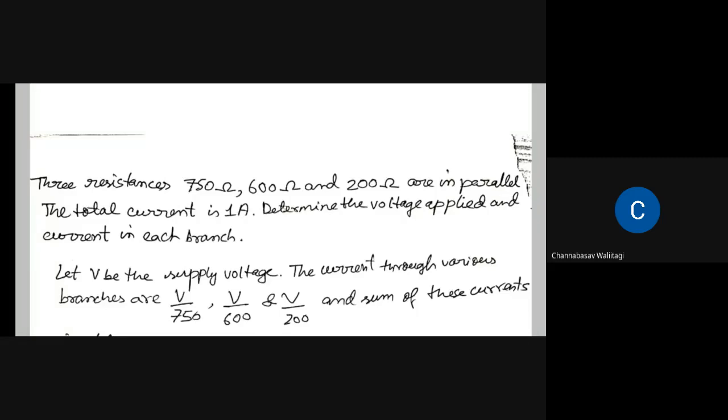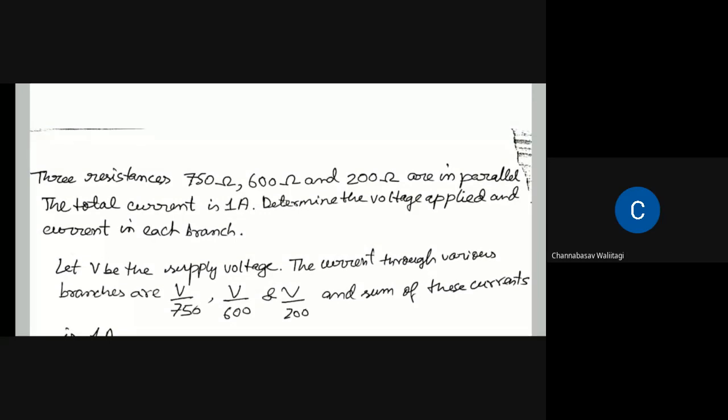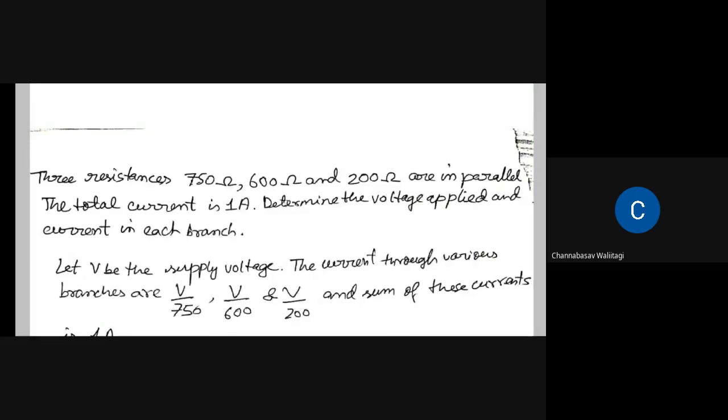So here is the next problem, which is a parallel circuit problem. You see three resistances: 750 ohm, 600 ohm, and 200 ohm. They are in parallel, and the total current is given as 1 ampere. Determine the voltage applied and the current in each branch. Let us see how it goes.